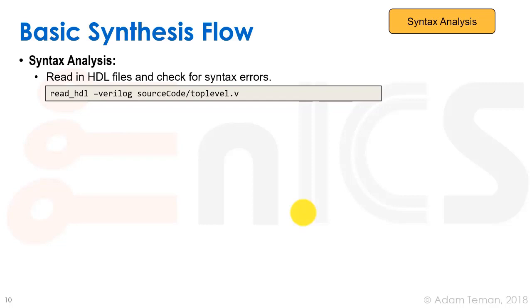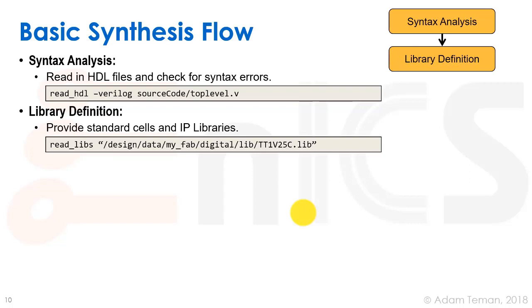In Cadence Genus, that will be done with the read HDL command. So we're going to read our Verilog file, basically. The next stage, which we're going to discuss predominantly in this lecture, is the library definition stage. The library definition stage is telling the synthesis tool what our technology is, what our leaf cells are, in other words, what types of IPs we have inside that we're going to use, and so forth.